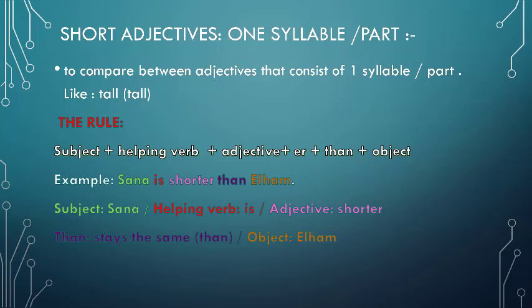Here is an example that will help you to understand the rule better. Sana is shorter than Ilham. The subject we have here is Sana. The helping verb here is, the adjective shorter, and we add er to the adjective as the rule says. The adjective here is short, but when we add er, it becomes shorter. Than stays the same as it is, and the object is Ilham.